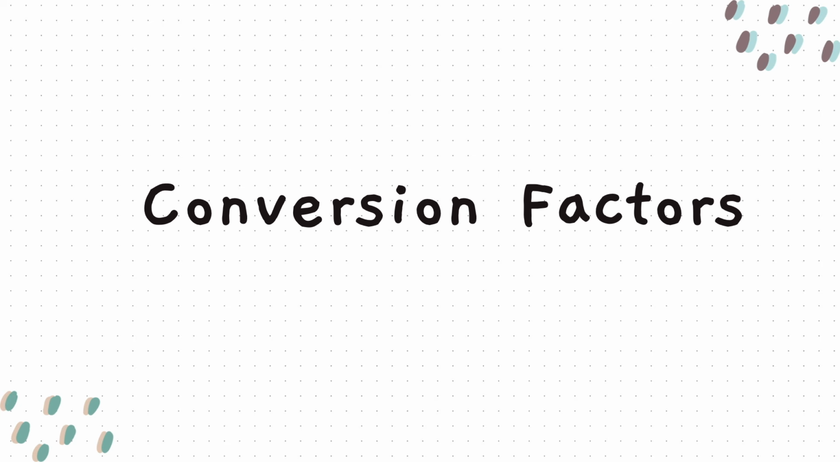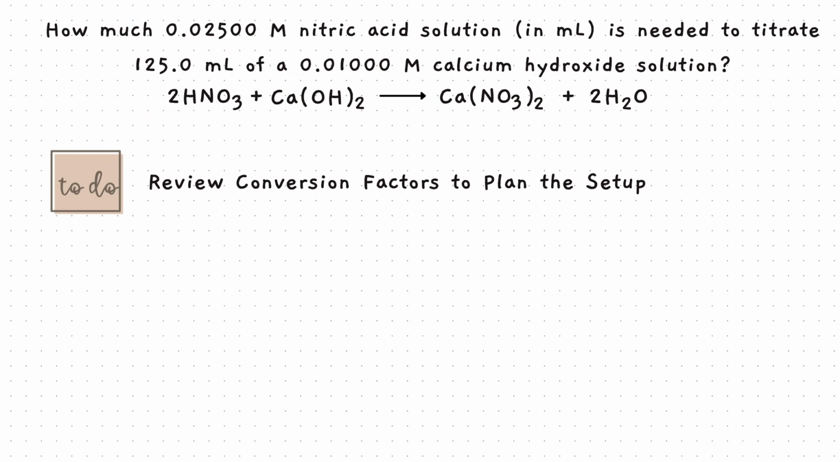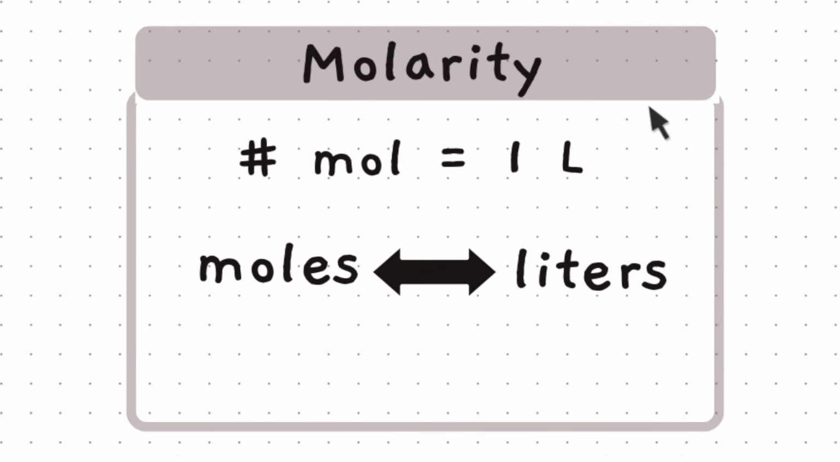The 4 conversion factors used in most molarity questions are the metric system. You will typically be switching back and forth between milliliters and liters. So either one of these conversion factors will allow you to do this. The next conversion factor, which is given in the question, is molarity. Since the molarity formula is moles divided by liters, this allows you to convert from moles to liters.